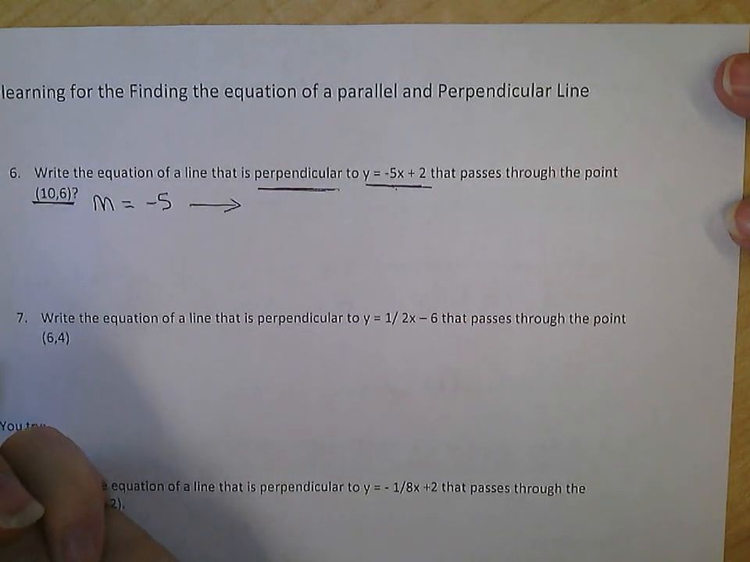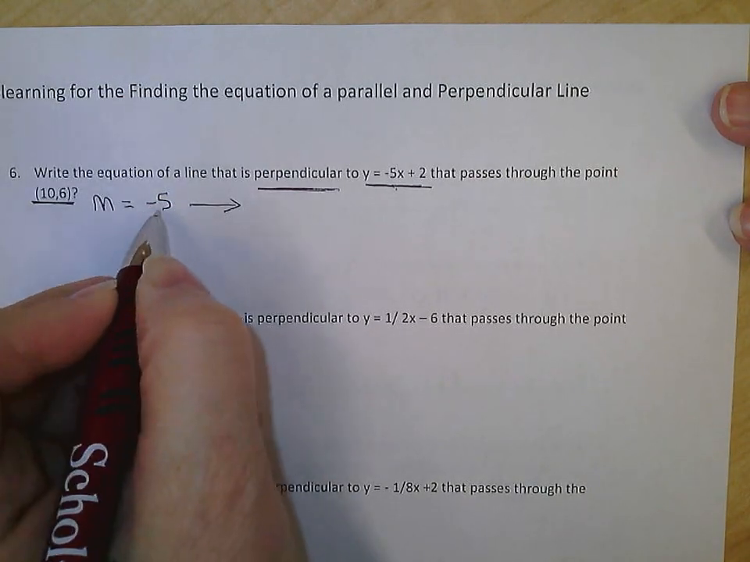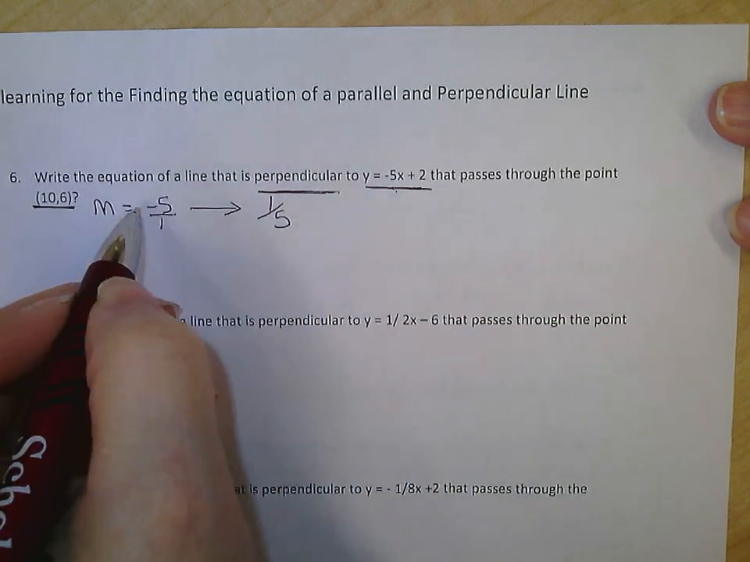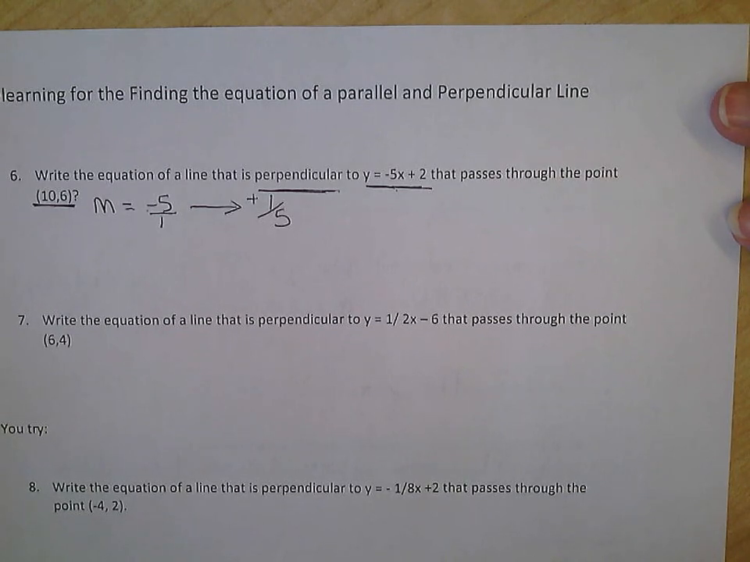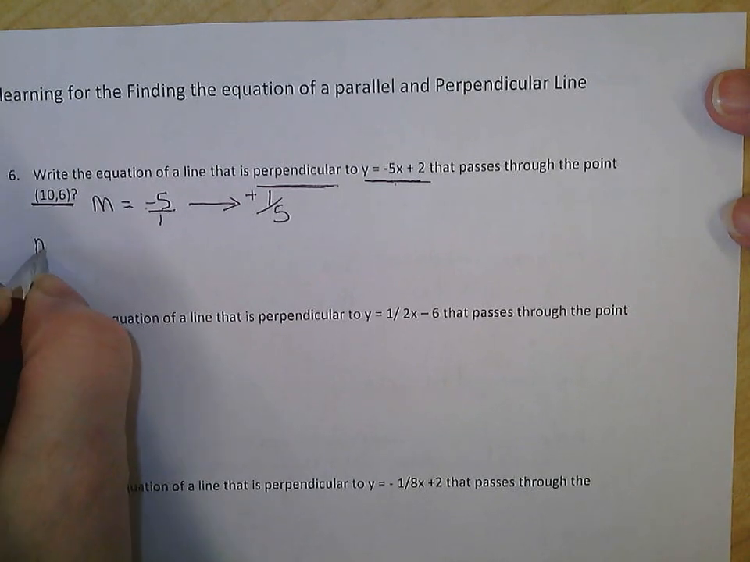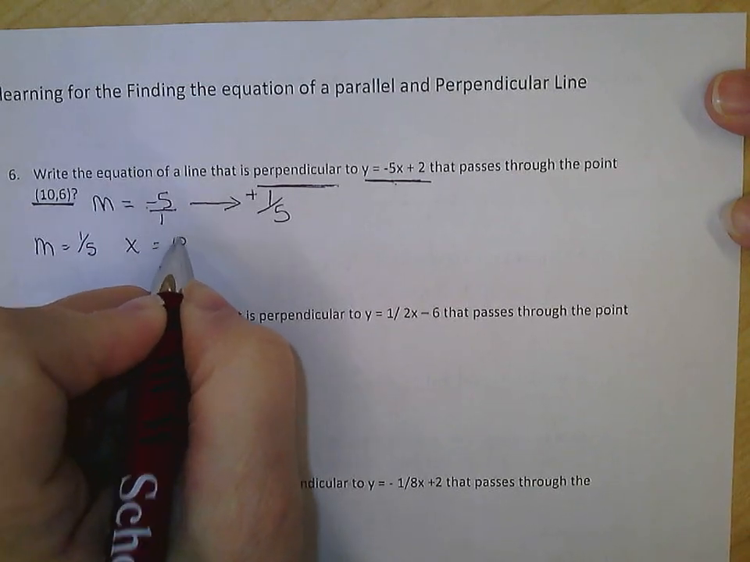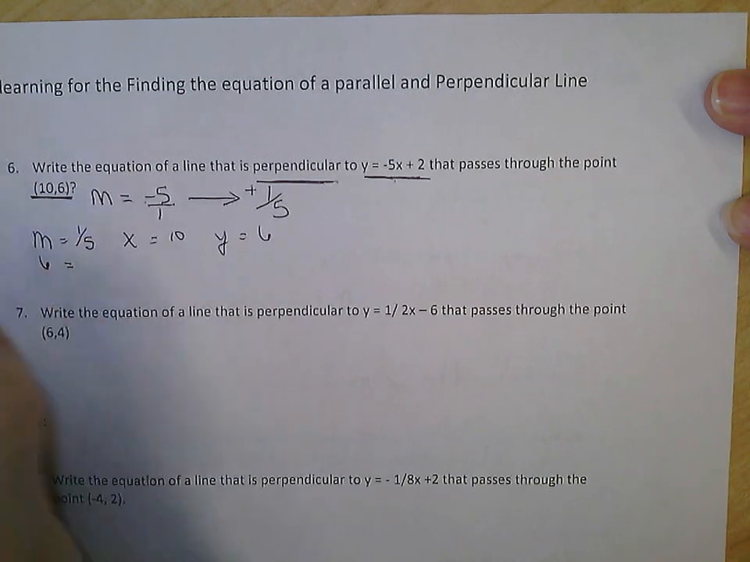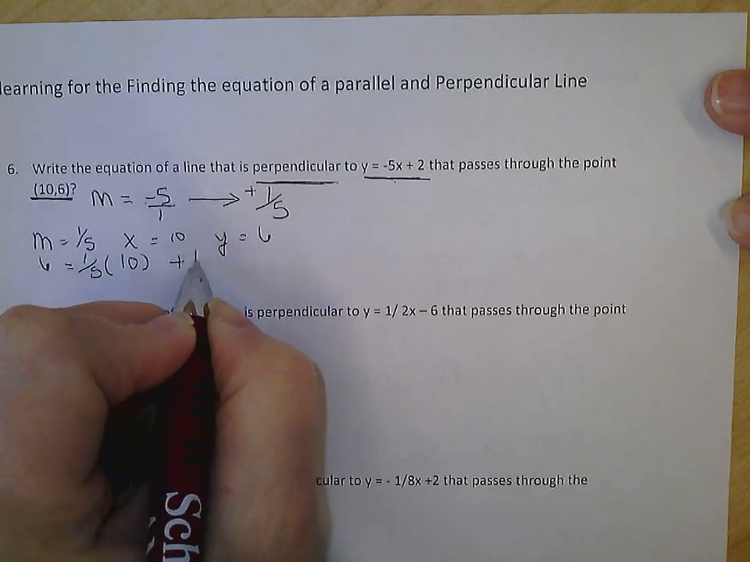So we're going to change it, and this is the only step that's different than the parallel lines. This is -5 over 1. We're going to flip it. It's 1 over 5. This is a -5, so this is a positive 1/5. And that is a new slope that we're going to be able to use. m equals 1 over 5. x comes from our point, which is 10, and y equals 6. 6 equals 1/5 times 10 plus b.